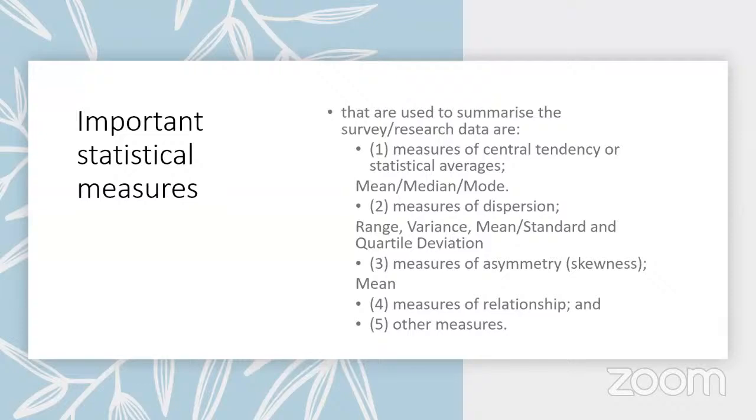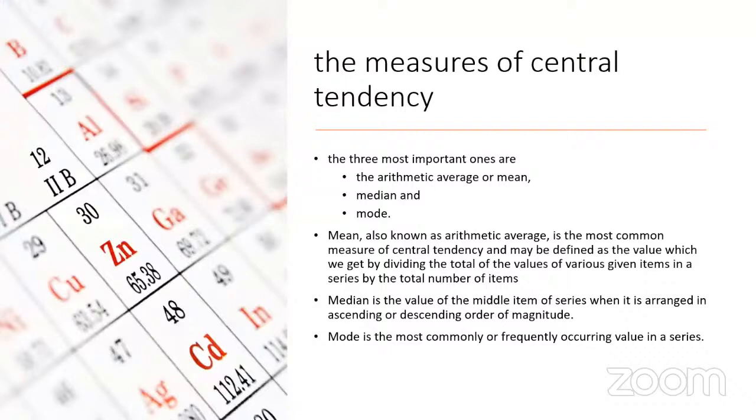So first, let's look into the measures of central tendency. As I told you, it is mainly the statistical average. The three most important ones among the measures of central tendency are mean, which is otherwise called the arithmetic average, median, and mode. Mean is nothing but your average. How do you calculate the average? If the scores are given to you, the sum of the scores divided by the number of scores would give you the mean.